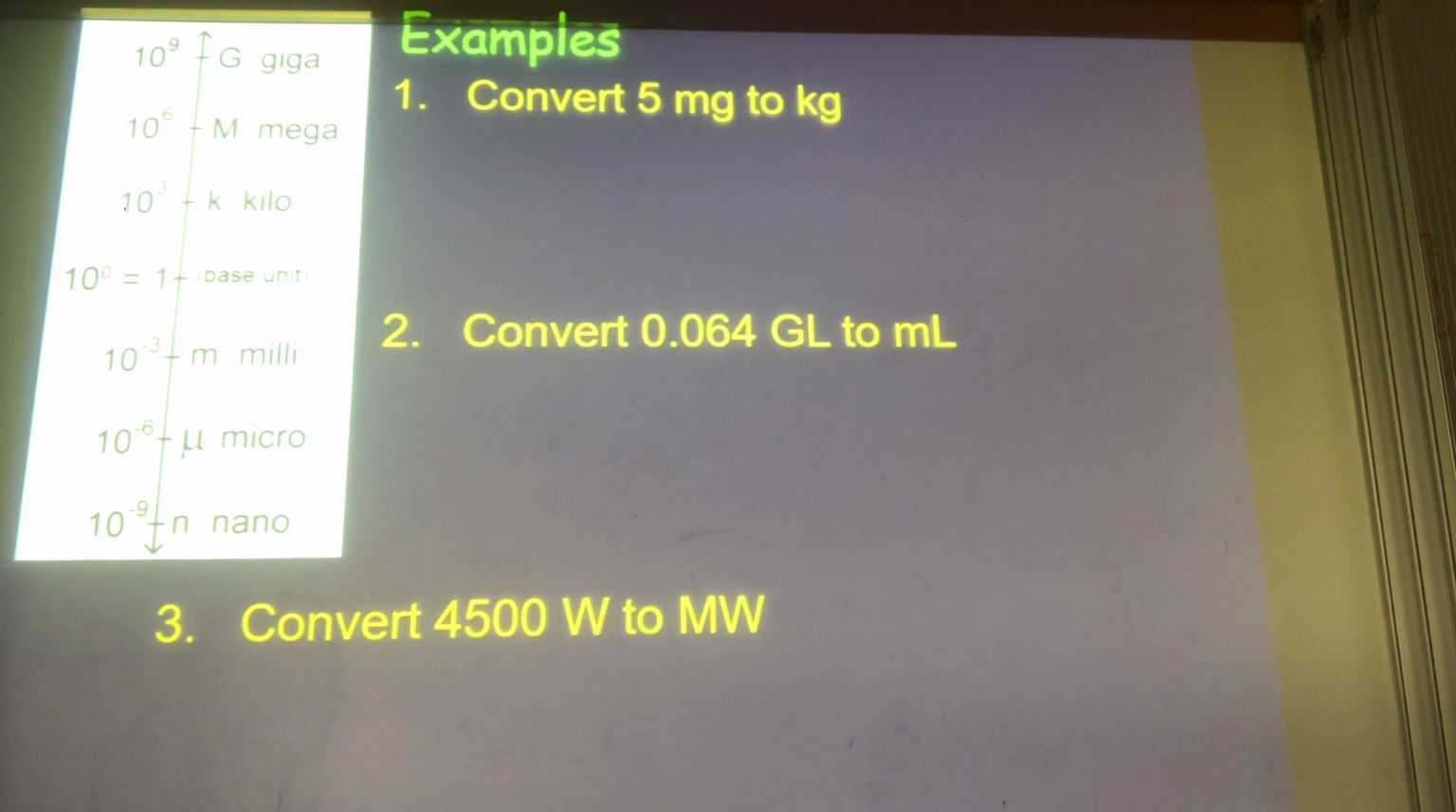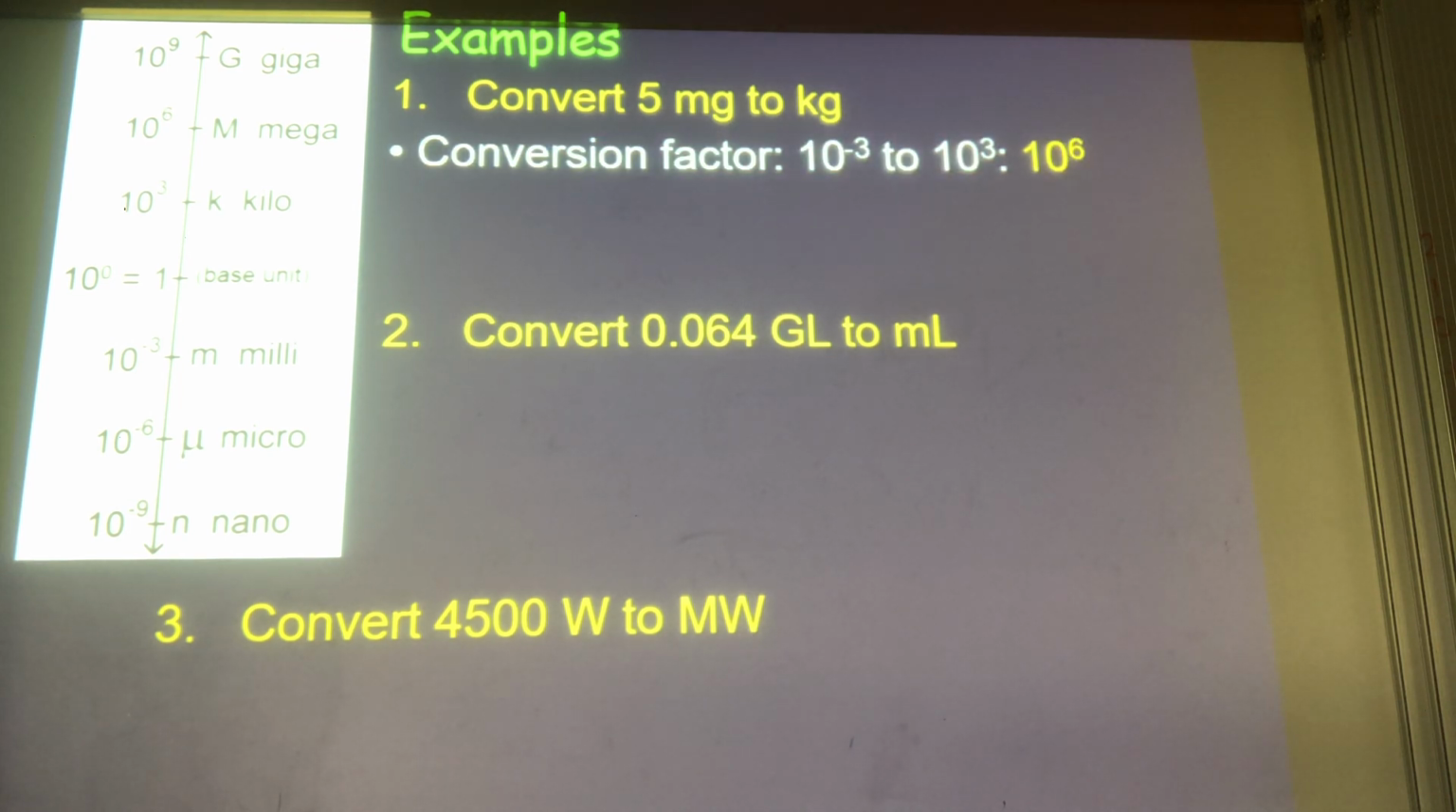So convert 5 milligrams to kilos. First of all, our conversion factor. So we're going from milli, 10 to the minus 3, to kilo, 10 to the plus 3. How many powers of 10 difference is that? Clearly 10 to the power of 6. Always express that as a positive power. So it's like there are 6 difference between them. 10 to the power of 6, that's our conversion factor.